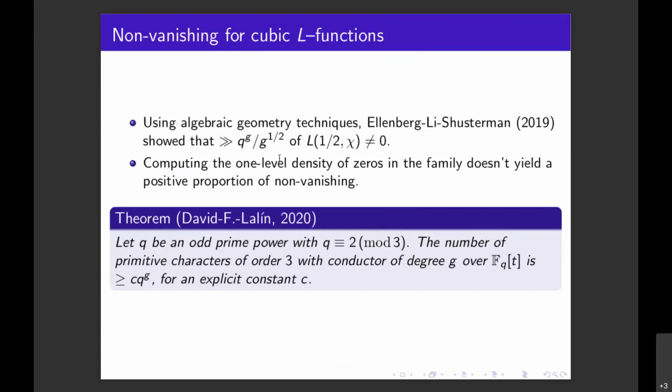And the same ideas should work when Q is congruent to 1 mod 3. And the same ideas should transfer to the number field setting as well, but in that case, the results would be conditional on the generalized Riemann hypothesis.